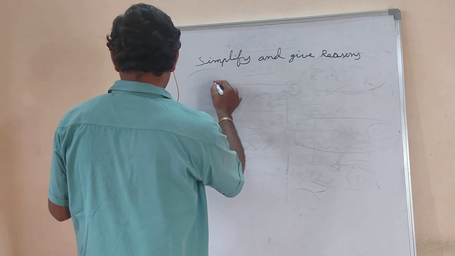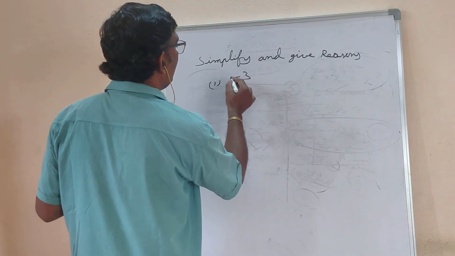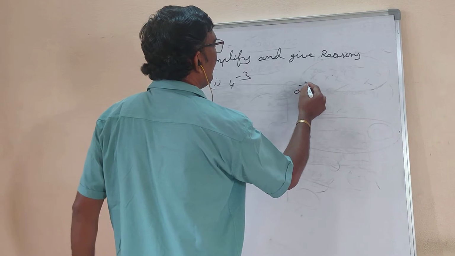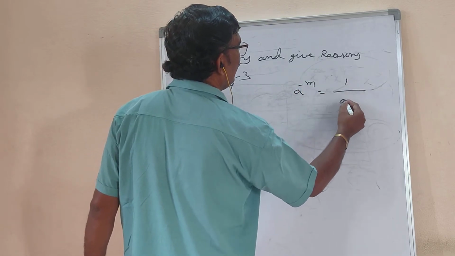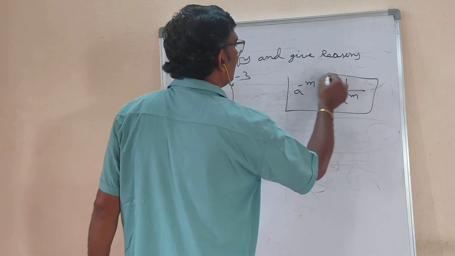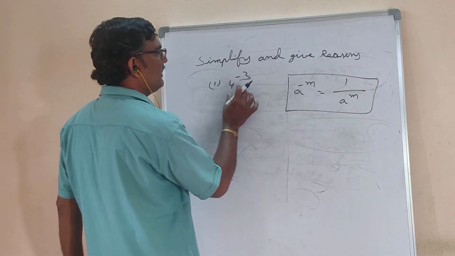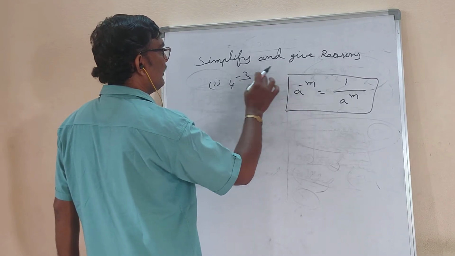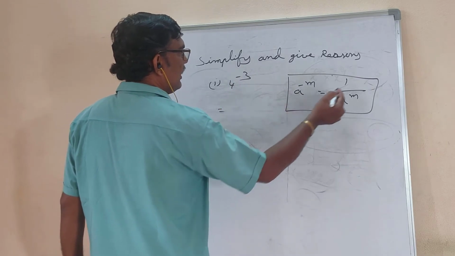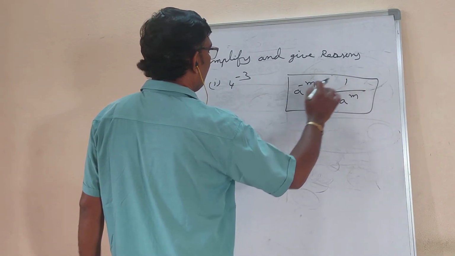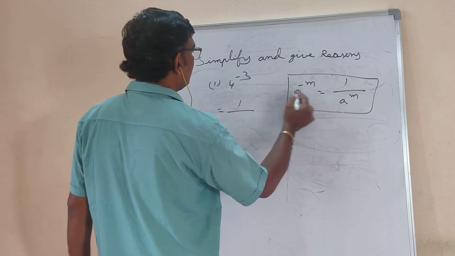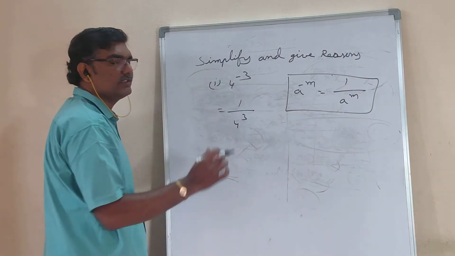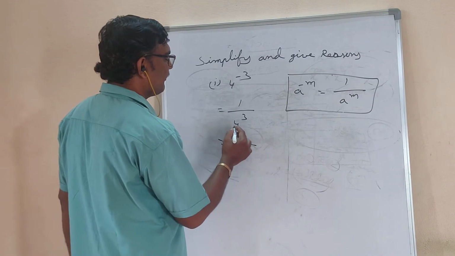The first question is 4 power minus 3. Just now I said a power minus m is nothing but 1 by a power m. That is the reason; I am using this formula here. In place of a we take 4, and in place of m we take 3. So here we get 1 by 4 cube.